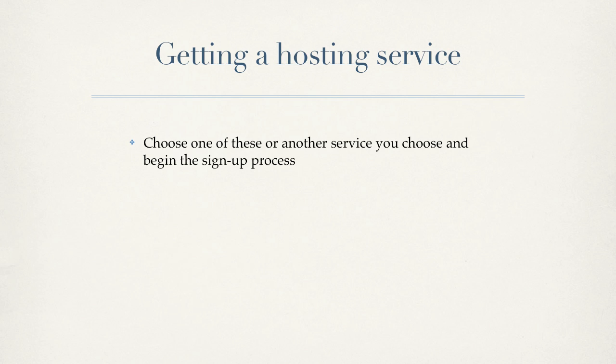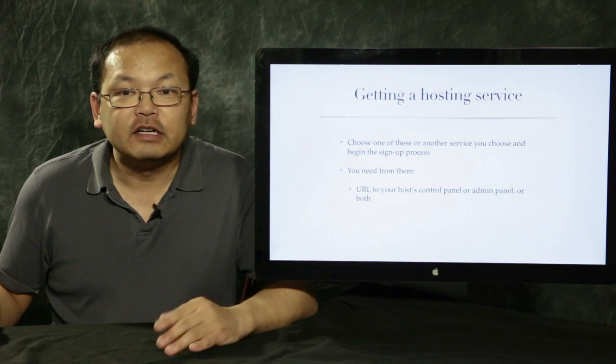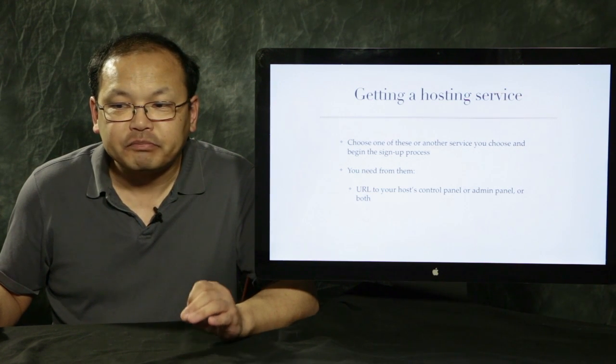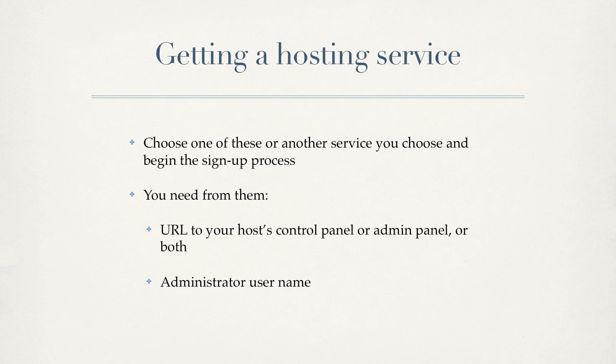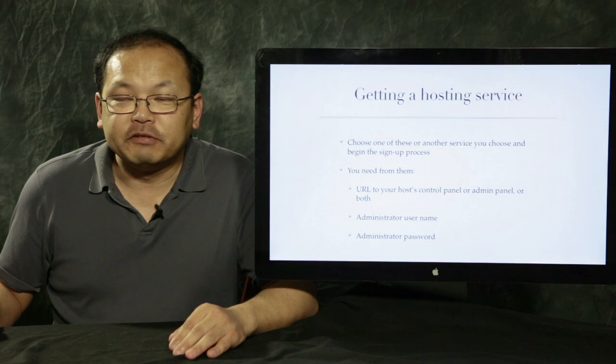Once you sign up for the service, make sure you get back from them, first, a URL to your host control panel or your admin panel. Some hosts offer both, some just give you a control panel. Either way is fine. And make sure they give you an admin username and password. Once you have these three things, the URL, the admin username, and the admin password, you're set. You've got your hosting. You don't have WordPress yet, but you've got your hosting.